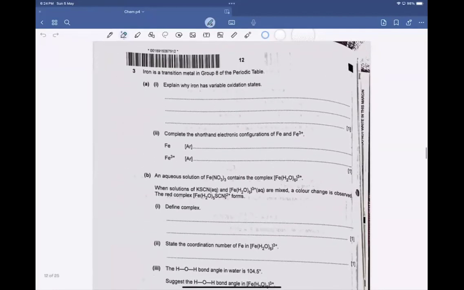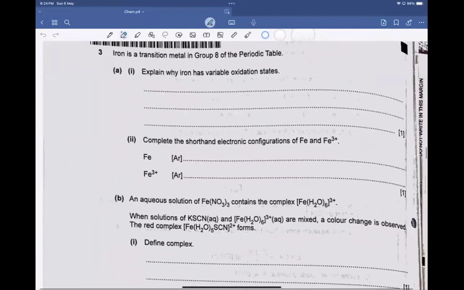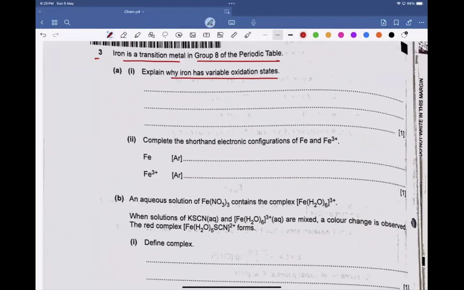Okay. Now question number 3. Iron is a transition metal in group 8 of the periodic table. Explain why iron has a variable oxidation state.